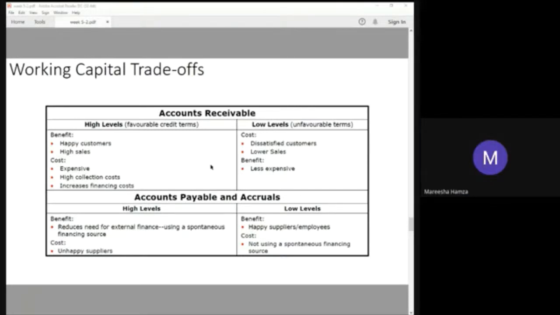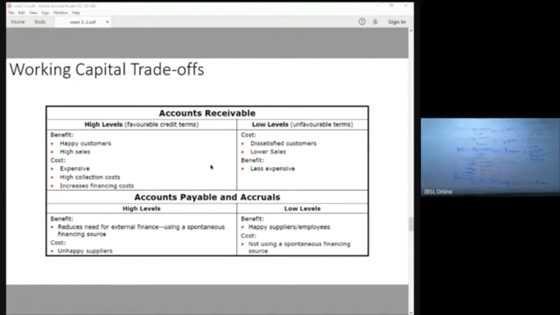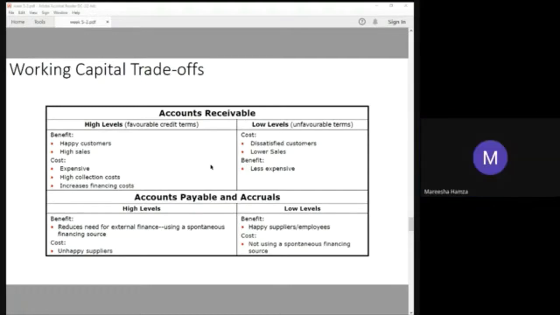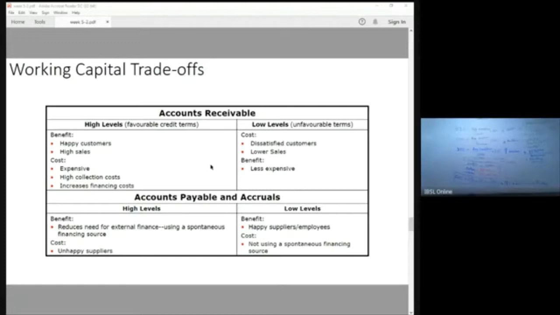1 month. Okay, reason? Why will you prefer to take the 1 month credit? Because of the 10%. Yeah, 1 month, 10%. Okay, but 10% is annualized, right? It's like this.